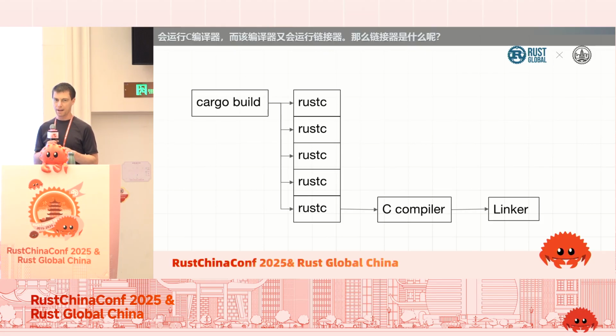You might be wondering why the Rust compiler doesn't invoke the linker directly. And this is because the C compiler is what knows how to link against libc. The Rust compiler doesn't. And we need to link against libc if we want to do useful things like allocate memory.